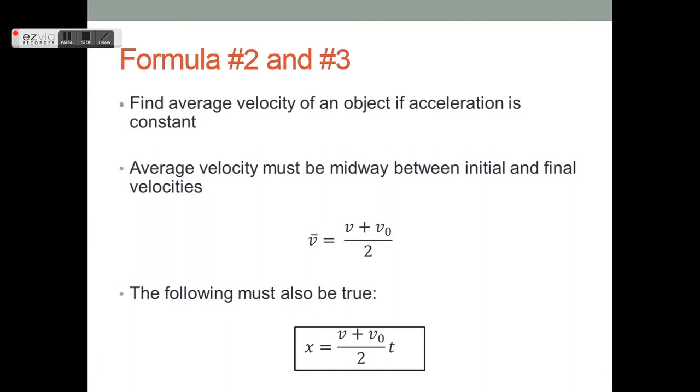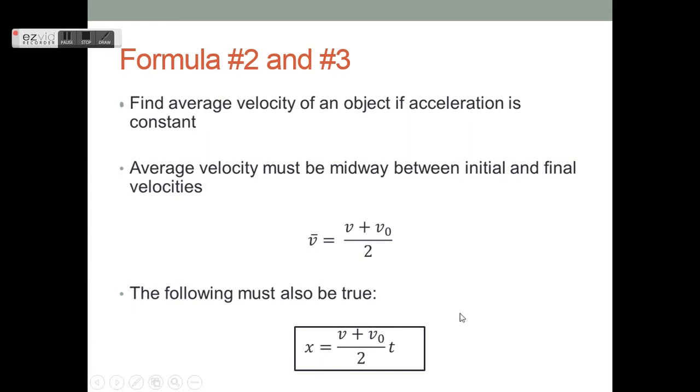Now, formulas 2 and 3 both deal with the average velocity of an object. We can find the average velocity of an object if acceleration is constant pretty easily. The average velocity is just the initial velocity and the final velocity added and divided by 2. The average velocity has to be midway between them because there's a linear relationship between velocity and time.